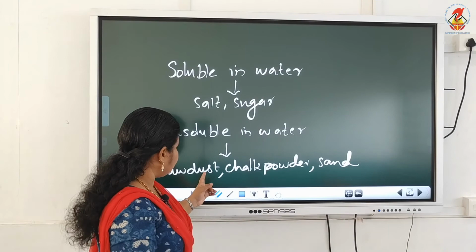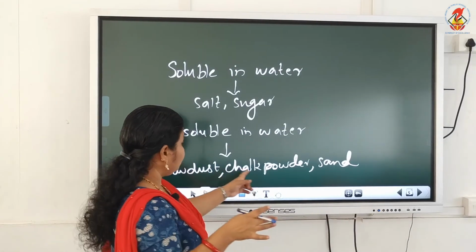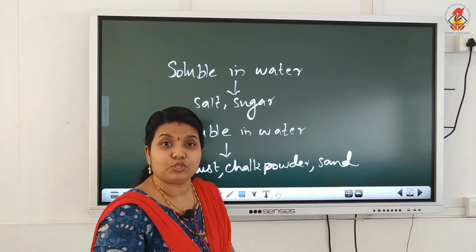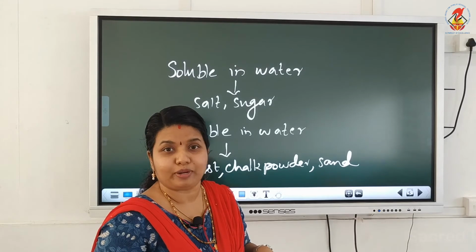Now, solids like sawdust. Sawdust is a powder, wood powder that comes out after cutting wood. Chalk powder and sand, they are insoluble in water. When you mix it with water, they will not disappear. So, they are insoluble in water.